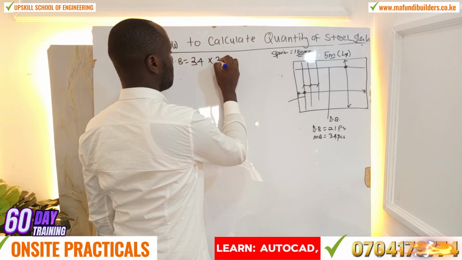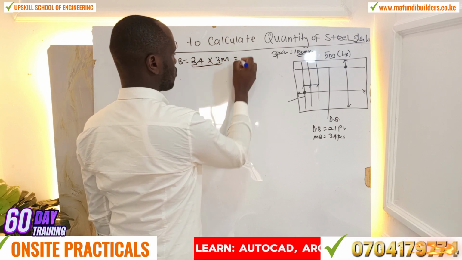Is actually 3 meters, right? So we want to multiply. So what are we getting?